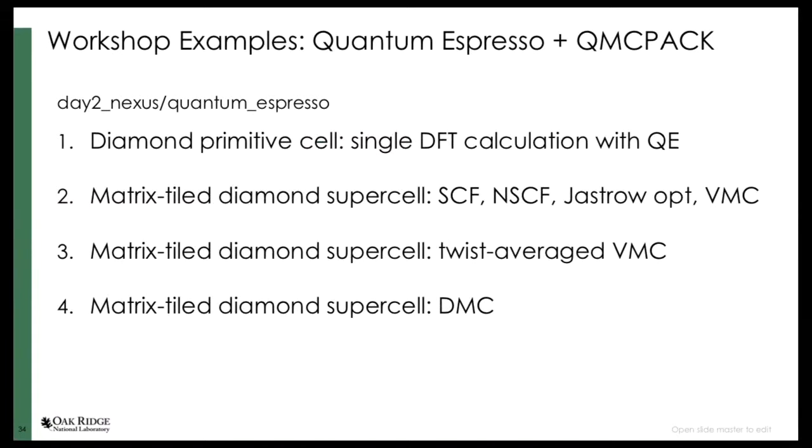In all of these examples, the slowest steps, true to form, are the Jastrow optimization and the, say, diffusion Monte Carlo steps. So be prepared to be a little bit patient. Each of those steps will take a few minutes. So that's it for Quantum Espresso.